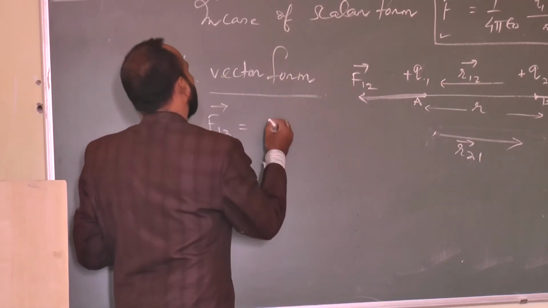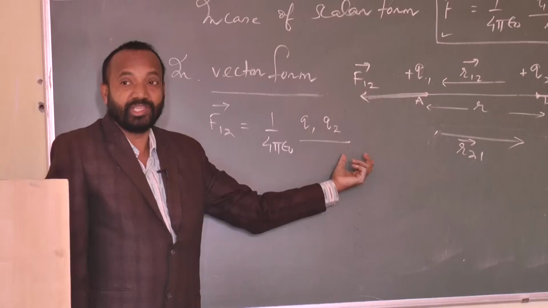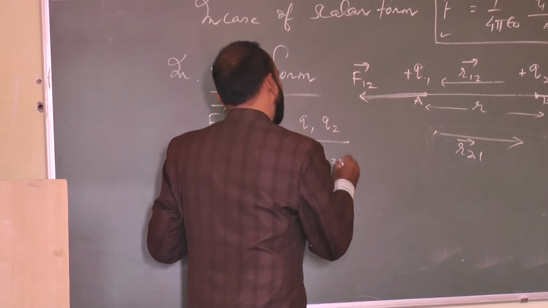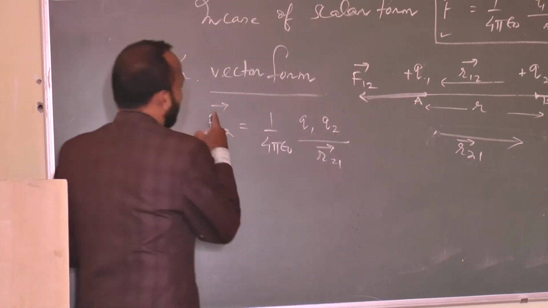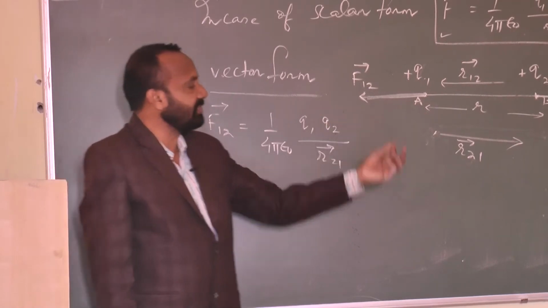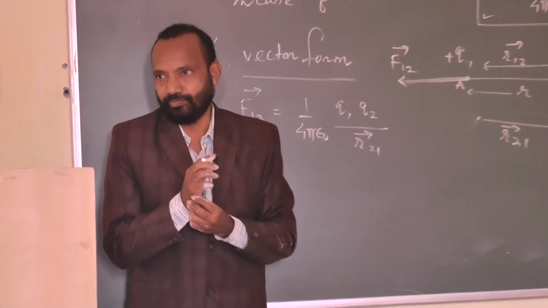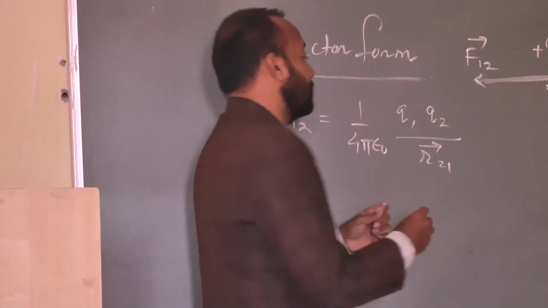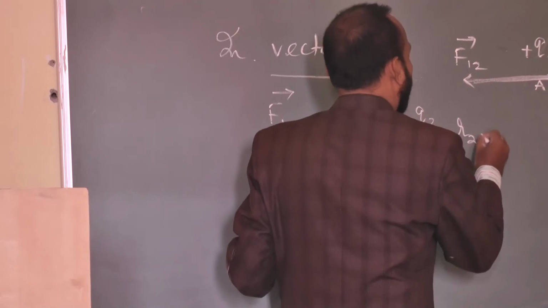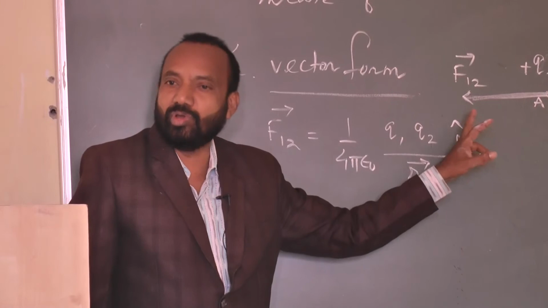Then F12 is equals to 1 by 4 pi epsilon naught Q1 Q2 divided by, now what distance I will write? This is R21 with vector form. Here I have given the vector symbol, here also I will give vector symbol, and it is expressed in a particular direction, that is it is associated with the unit vector also. See here I can use R21 vector, R21 unit vector. Unit vector always gives the direction.